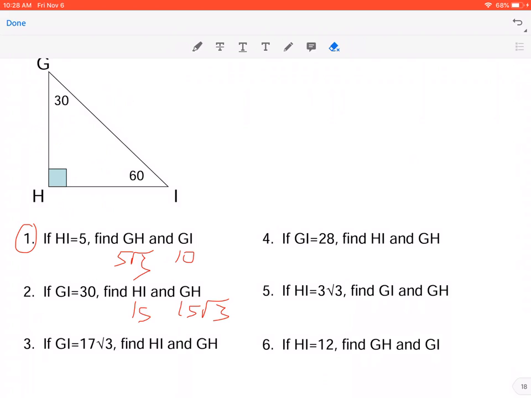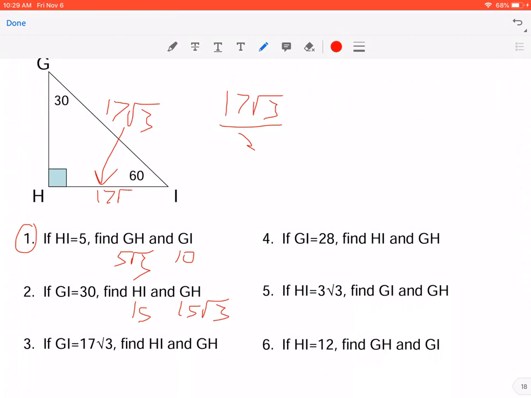All right. GI is 17 radical 3. Okay. To get down here, I need to divide it by 2. All right, so again, you can leave it like this, 17 radical 3 over 2. All right, that was just dividing it by 2. You can't simplify that because 2 doesn't go into 17.